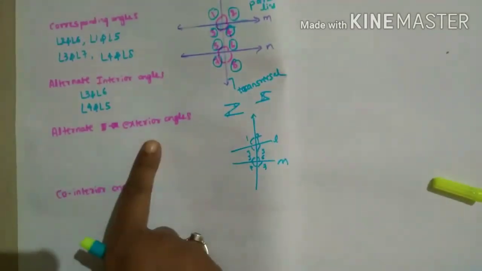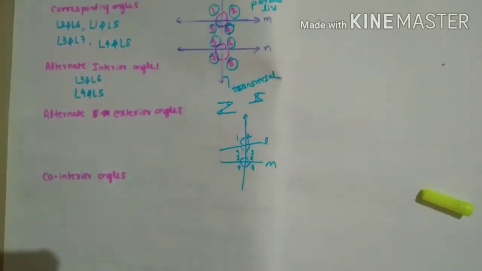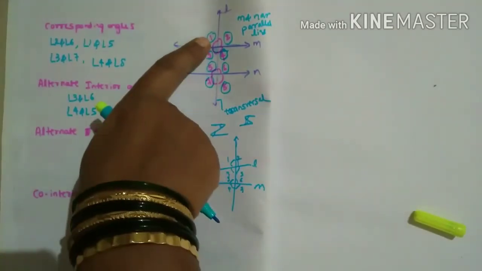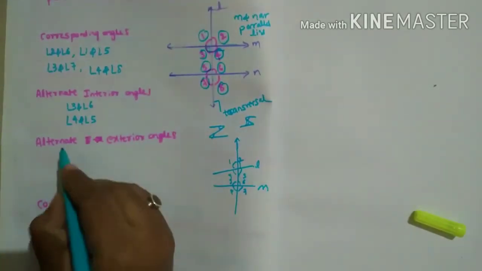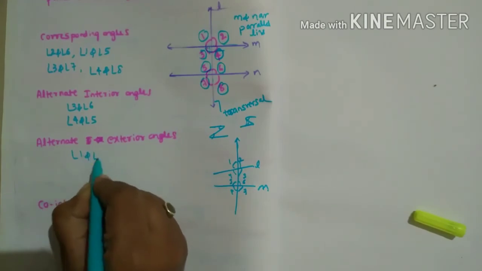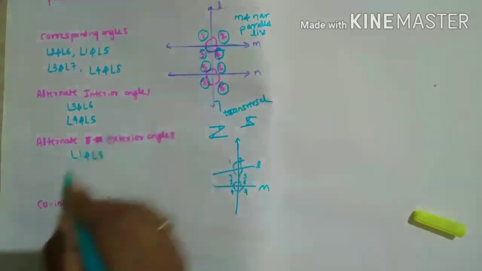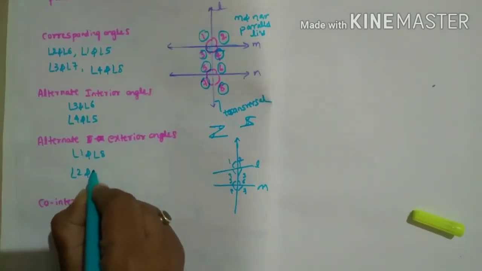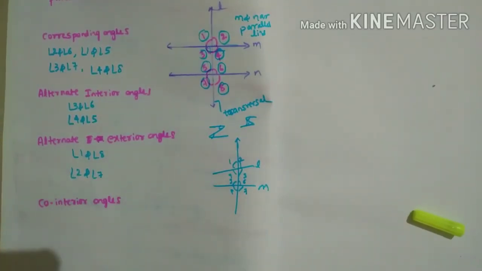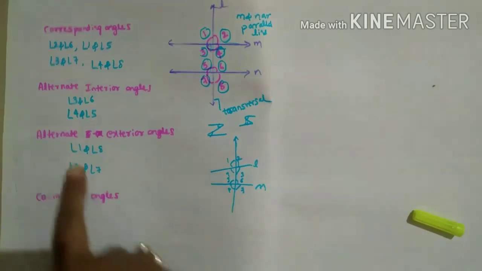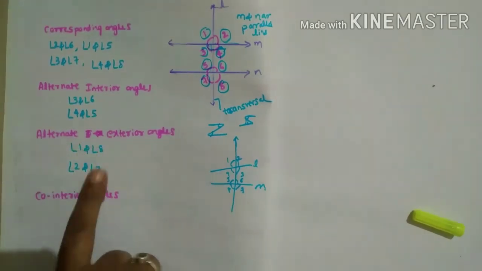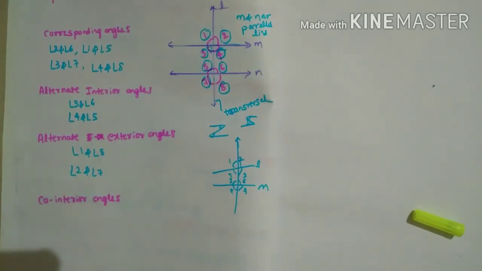Similarly, alternate exterior angles. Here angle 1 and angle 8 are alternate exterior angles. Next, angle 2 and angle 7 are also alternate exterior angles, and these two pairs are also equal if the lines are parallel.